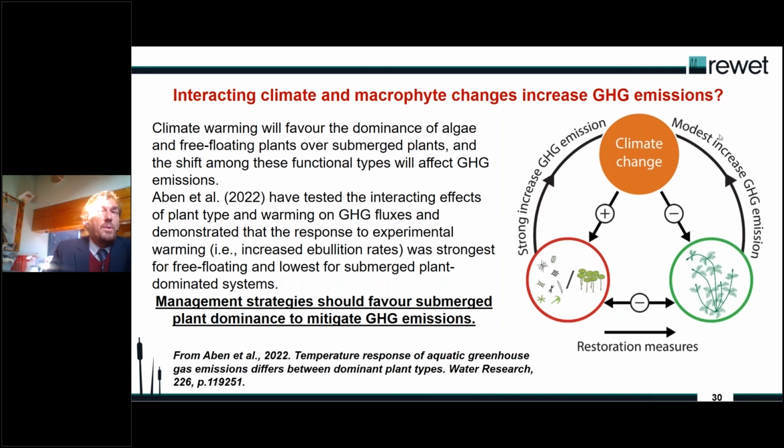But we have ongoing changes, and future management action should be targeting the control of invasion by this opportunistic vegetation and the restoration in a way to improve the abundance of submerged vegetation.